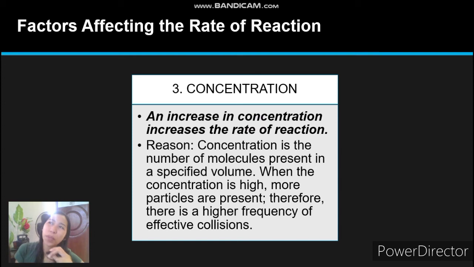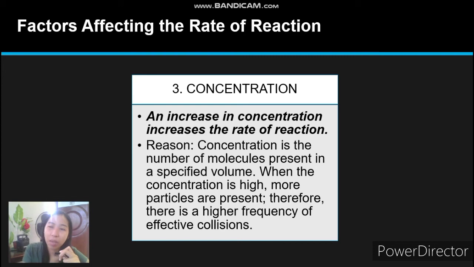Nganong man, ma'am? Nganong pag mas ispiso, ang tawag sa Bisaya sa concentrated is ispiso. Nganong kung mas ispiso ang isa ka solution, mas taas man ang rate of reaction. Here's the reason. Concentration is the number of molecules present in a specified volume. When the concentration is higher, syempre, more particles are present. Mas daghan ang imong molecules nga present. Therefore, there is a higher frequency of effective collisions.